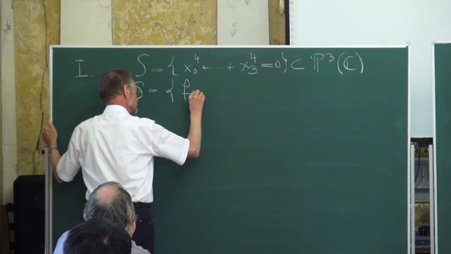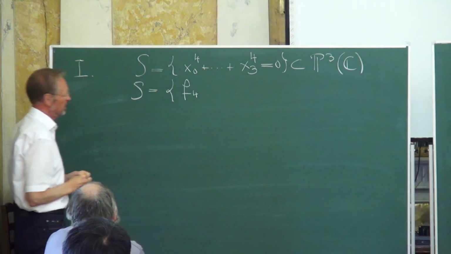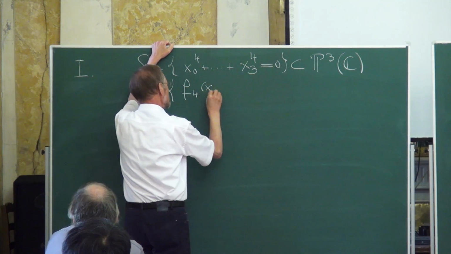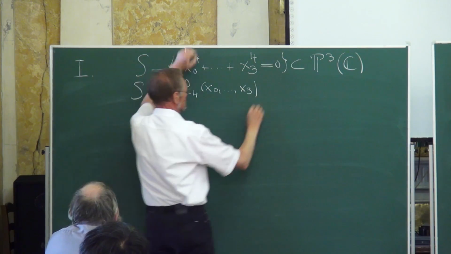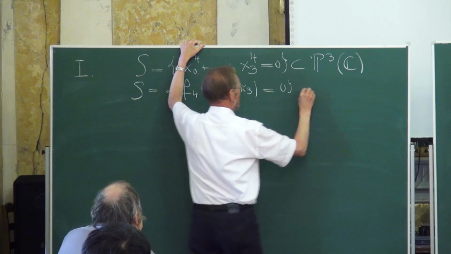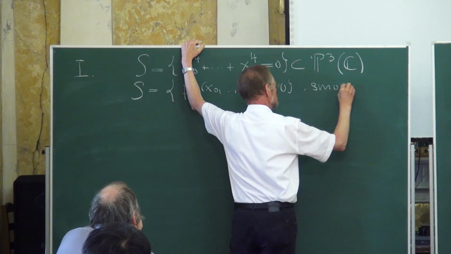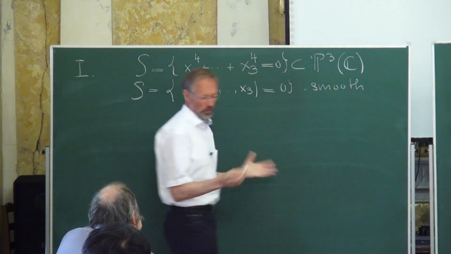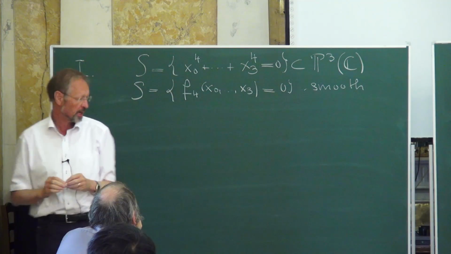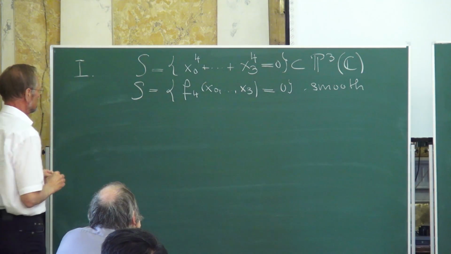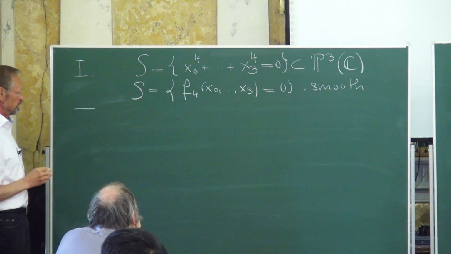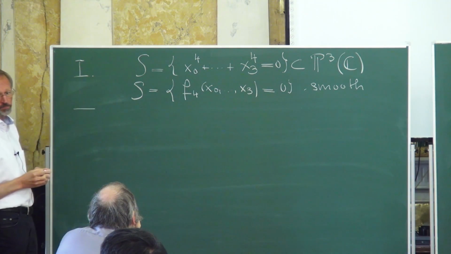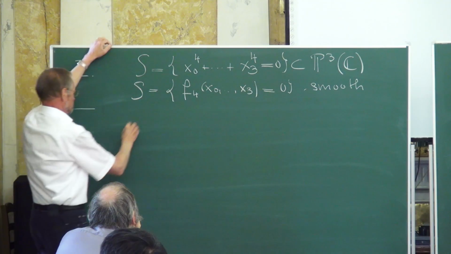Instead of taking this specific equation, we could take a general degree 4 equation, and we should make sure that the surface is smooth, but in general this will be the case. So that's one example where K3 surfaces occur. These are projective examples, projective manifolds. Let me give you another example.